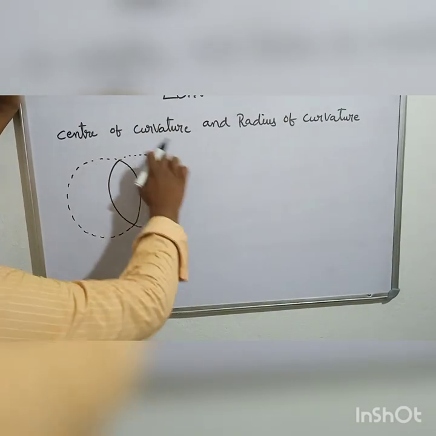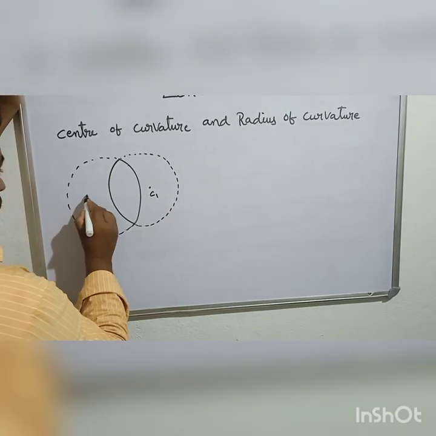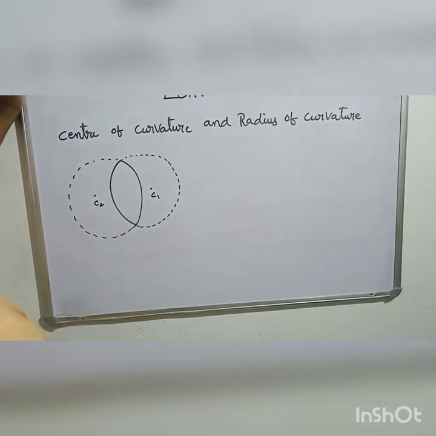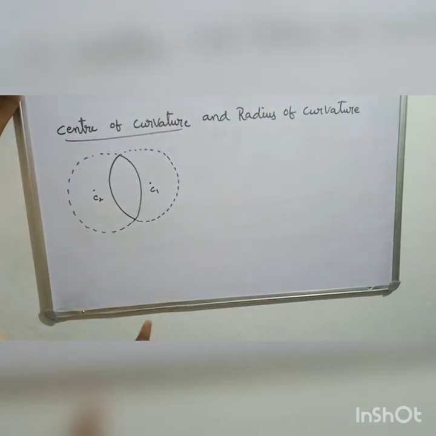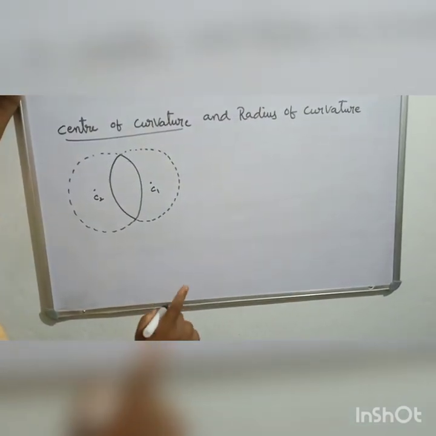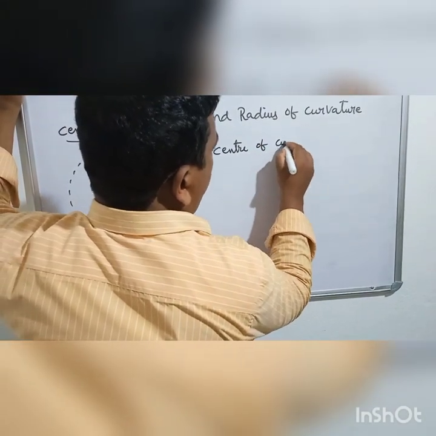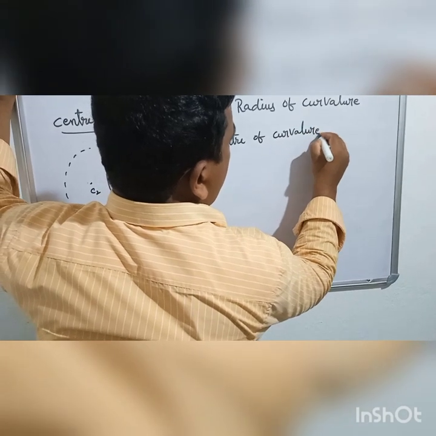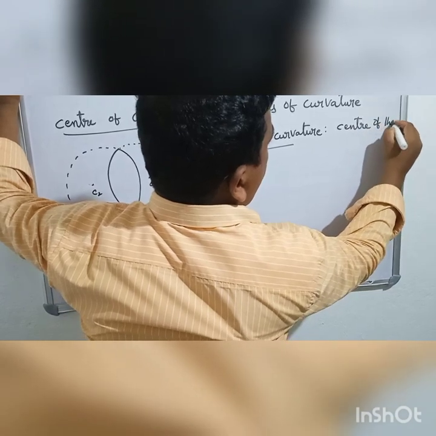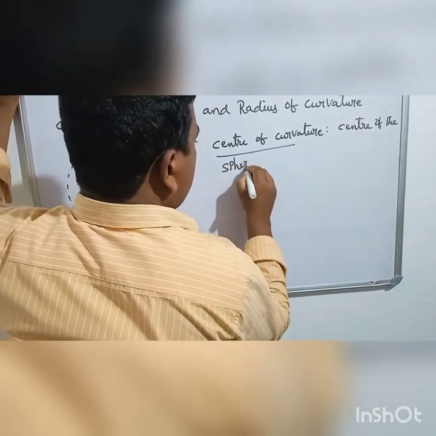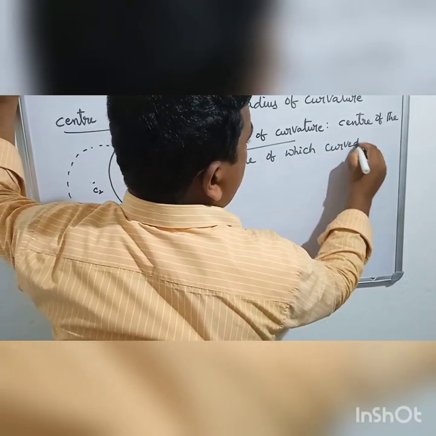See here, for this sphere, this is the center. This is the center of curvature. Center of curvature means the center of the sphere of which the curved surface is a part.